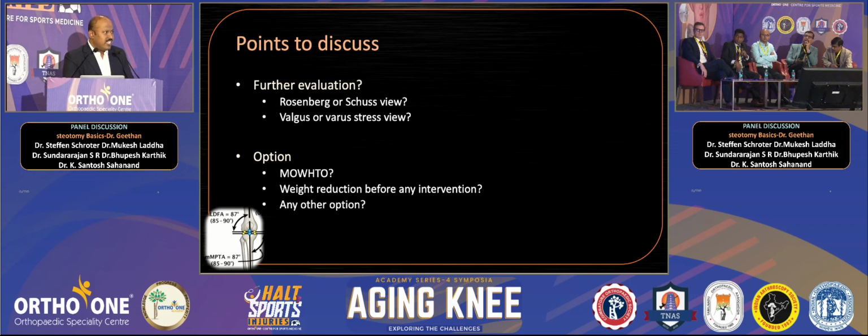Would you like further X-rays like Rosenberg or Schuss view, sir? Do you routinely take them? Rosenberg view and Schuss view, more than the regular standing X-rays? I don't do them routinely. No, I don't. Valgus or varus stress X-rays, sir? No. Usually the weight-bearing X-ray shows the joint line congruity angle. So you can always measure the joint line congruity angle, and you can subtract it when you have a deformity. If you have more varus, then you expect more JLCA. So naturally you have to calculate that also.